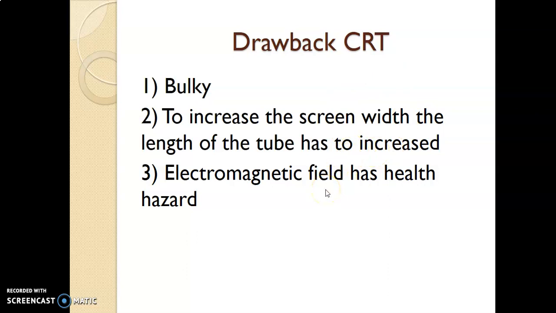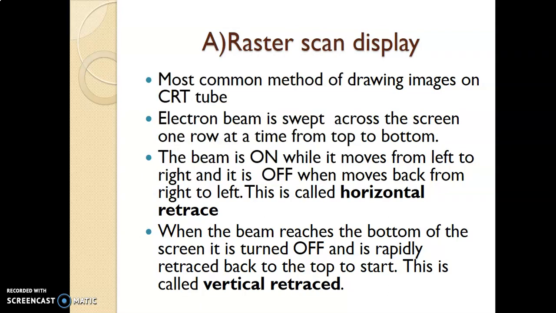The electromagnetic field has health hazards. Here we have the bad effects of the electromagnetic field produced by the focusing coils. We are using two different methods for the cathode ray tubes, the raster scan display and the random scan display.